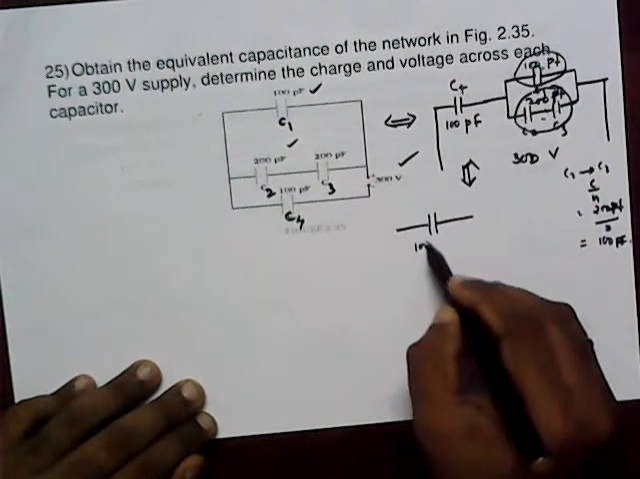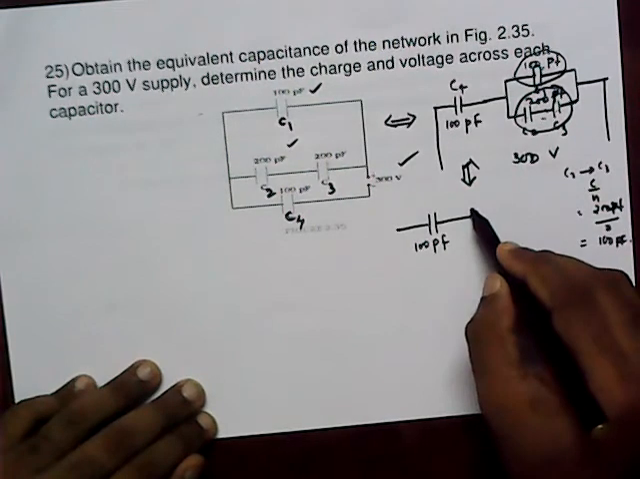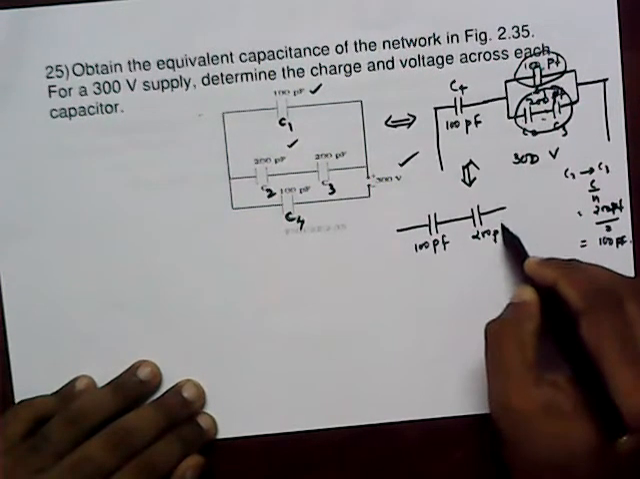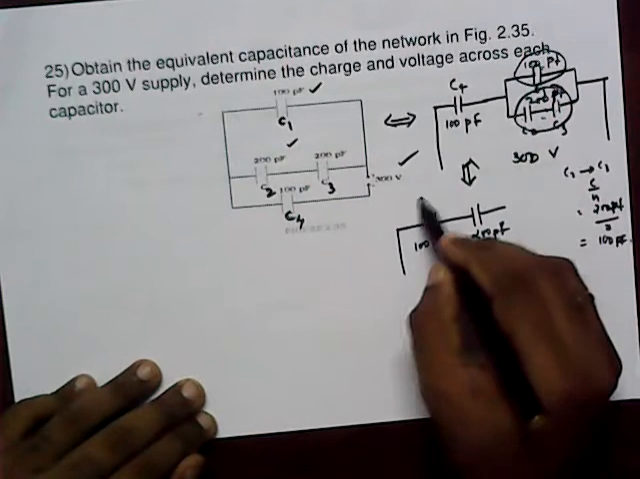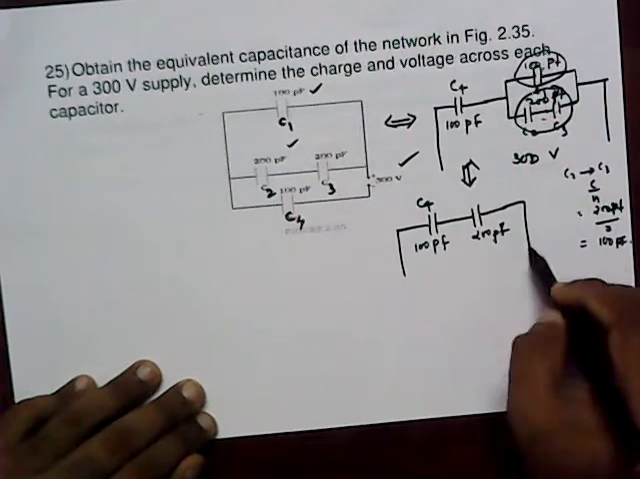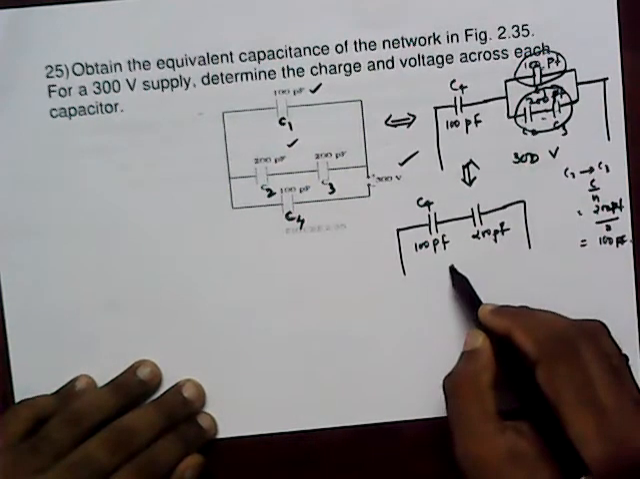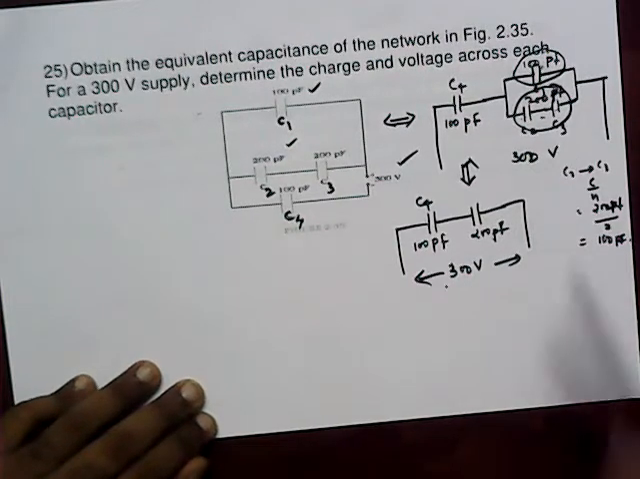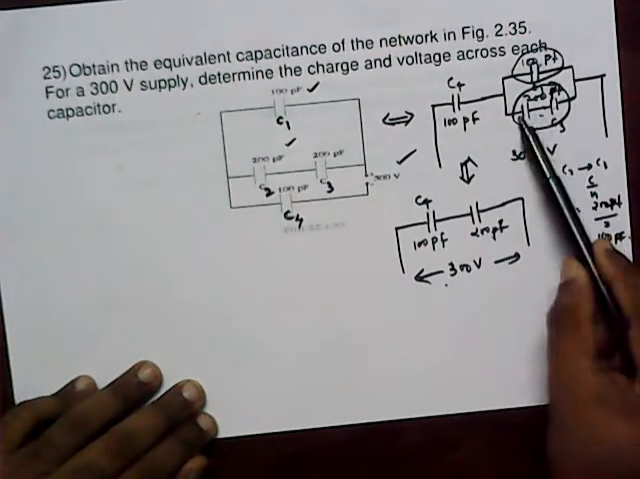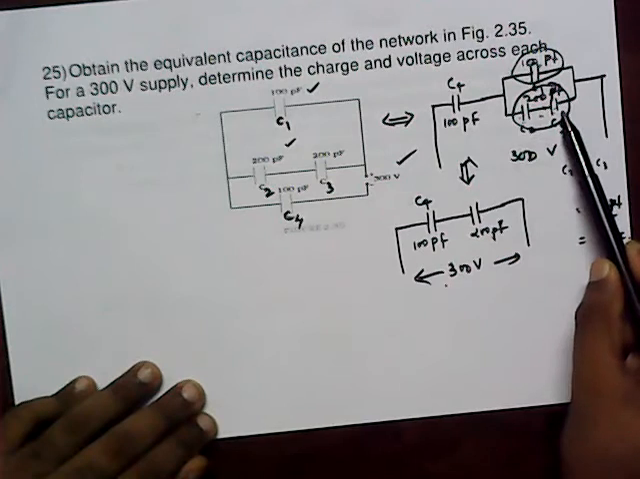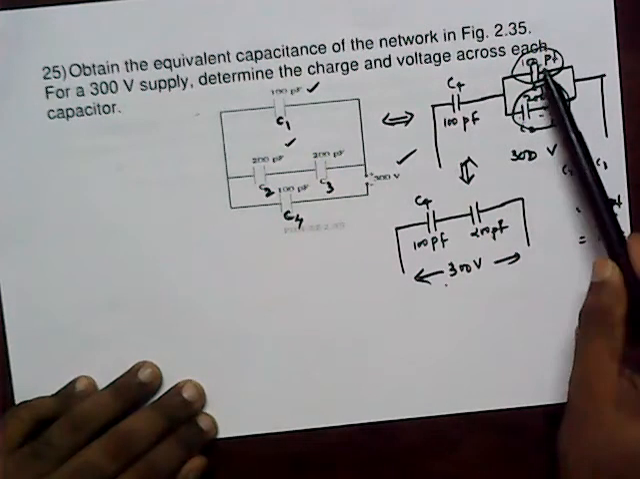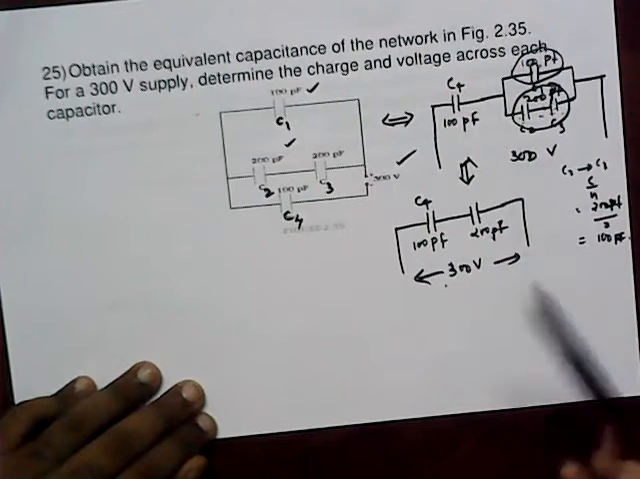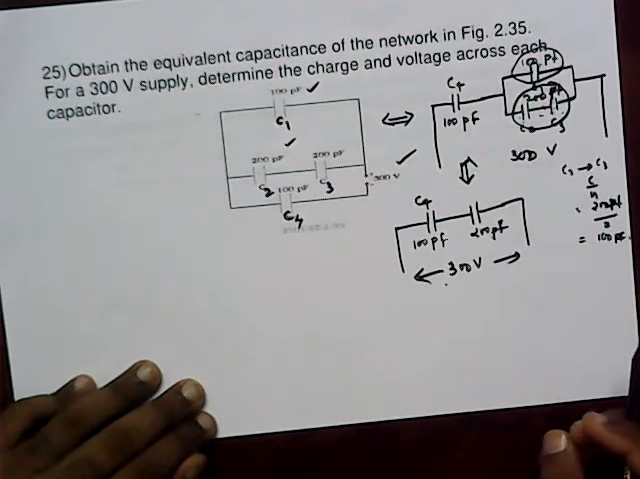It becomes 100 PF in series with 200 PF, that is C4, connected across 300 volt. That is a simple circuit. So here the two 200 PF capacitors are in series, so the effective becomes 100 PF. That 100 PF is in parallel with the 100 PF, and we get the value as 200. So this is the final circuit.